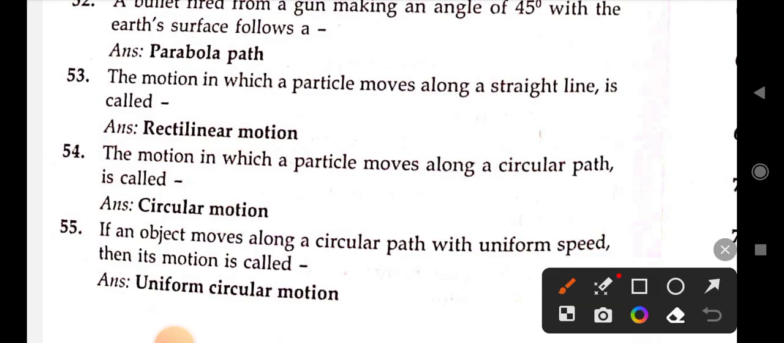Question 53. The motion in which a particle moves along a straight line is called rectilinear motion. Next, the motion in which a particle moves along a circular path is called circular motion. Next, if an object moves along a circular path with uniform speed, then its motion is called uniform circular motion.